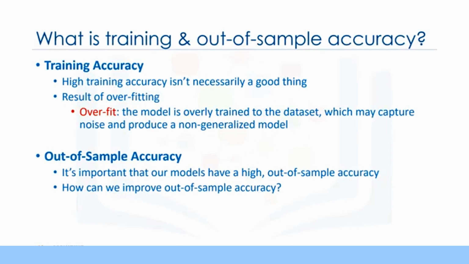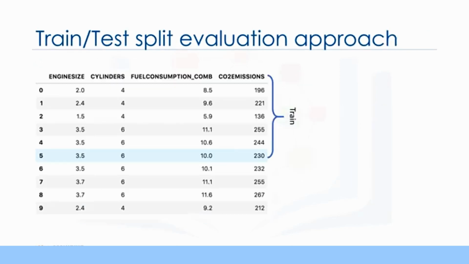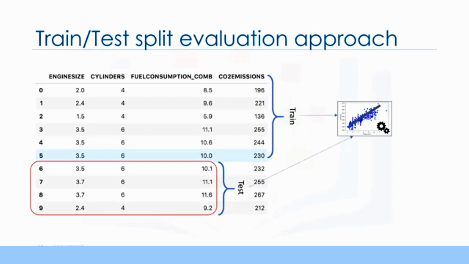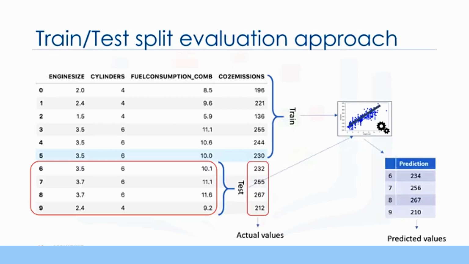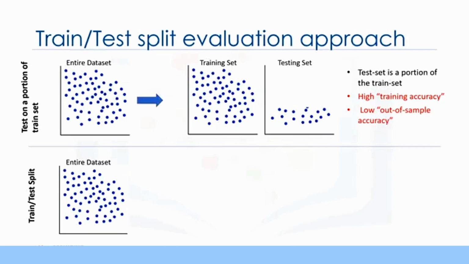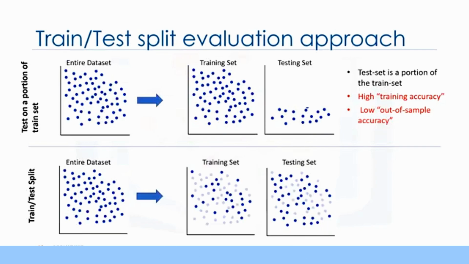One way is to use another evaluation approach called train-test-split. In this approach, we select a portion of our dataset for training, for example, rows 0 to 5, and the rest is used for testing, for example, rows 6 to 9. The model is built on the training set. Then, the test feature set is passed to the model for prediction. And finally, the predicted values for the test set are compared with the actual values of the testing set. This second evaluation approach is called train-test-split.